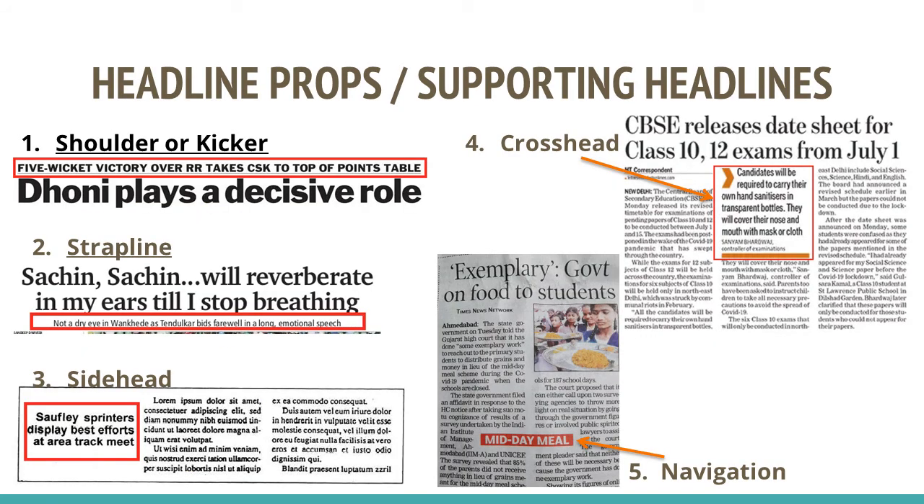Supporting headlines that provide extra words and space to make the headline more meaningful are called headline props. In inverted pyramid style, the headline is created based on the main news point from the lead paragraph, but some news stories are built on more than one news point. Here, headline props are useful to draw attention to the remaining important points. Headline props are categorized into 5 types: shoulder or kicker, strapline, crosshead, sidehead, and navigation.